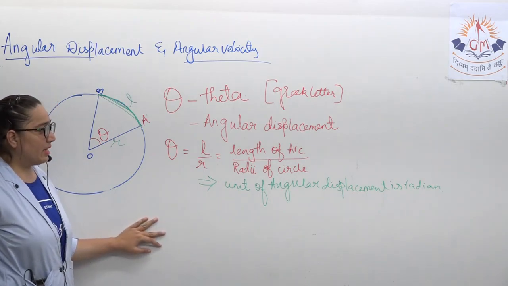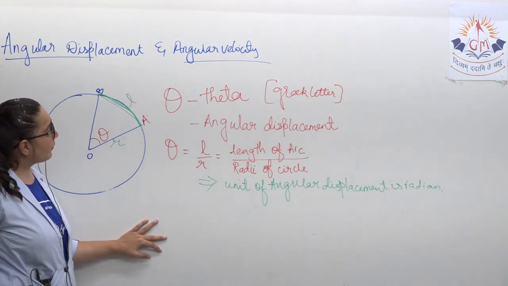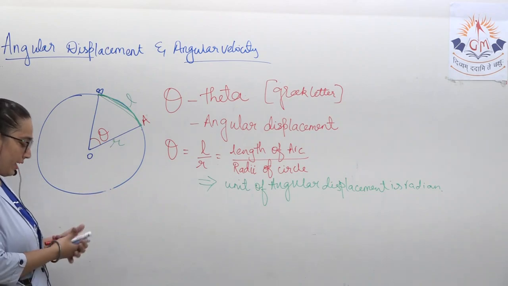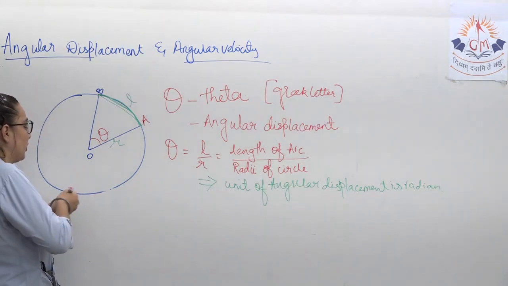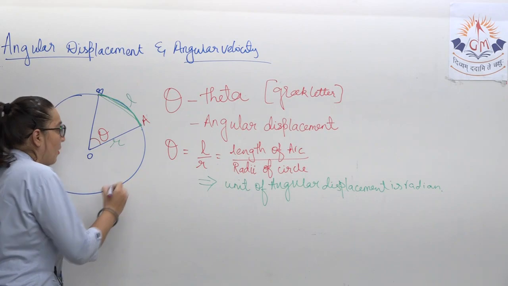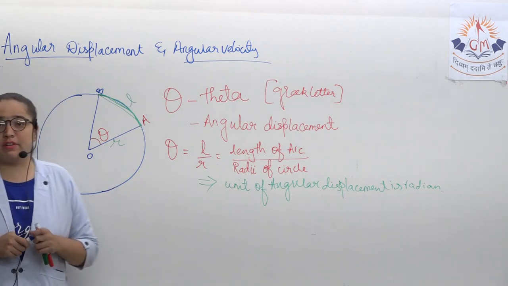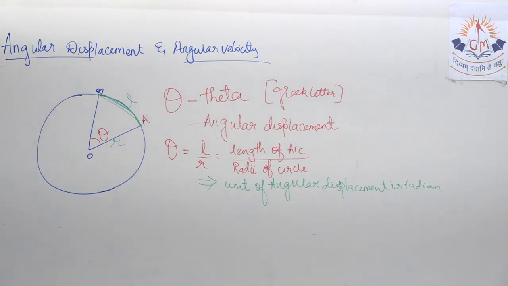And what is the unit? Its unit is radian. Quickly note this particular point. You have exactly 2 minutes for that, and then we'll move further to angular velocity. Then we'll try to analyze how these two are related to each other.